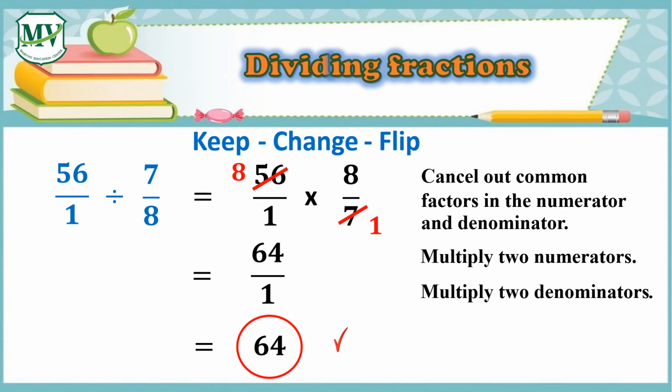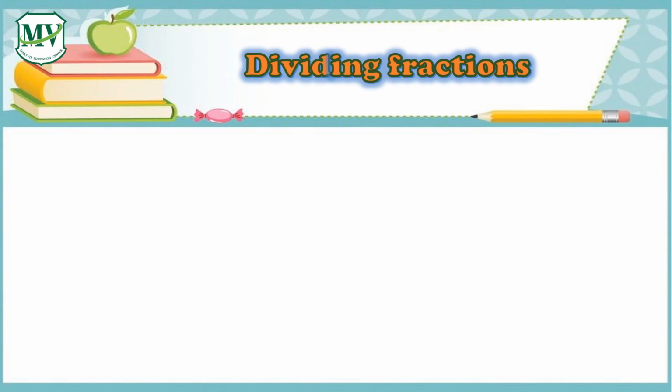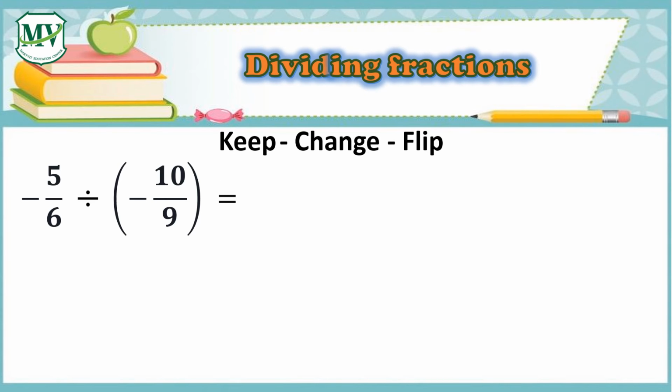Did you get it? Great! Let's learn another one. Example, we have negative 5 over 6 divided by negative 10 over 9. In this example, we divide two negative fractions. Always remember, negative divided by negative is equal to positive. To divide these two fractions, we need to follow 3 steps. Keep, change, and flip. Are you ready?